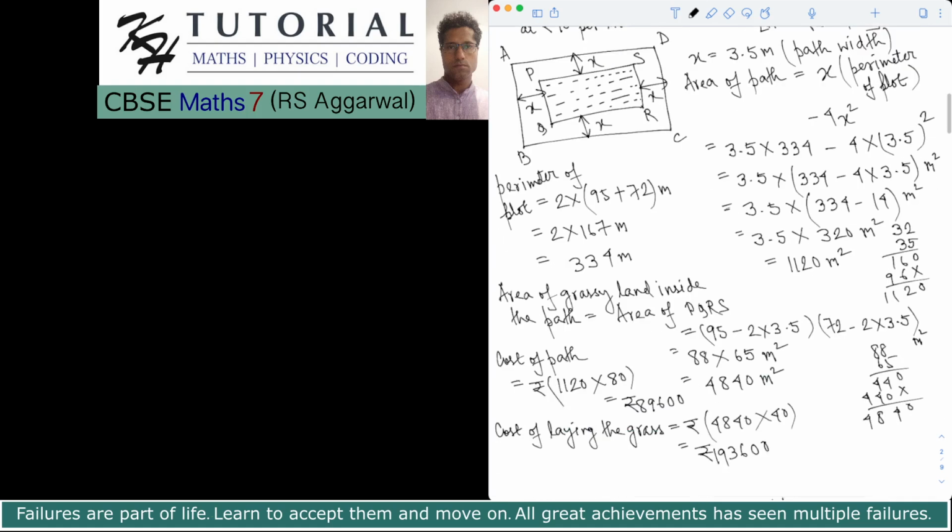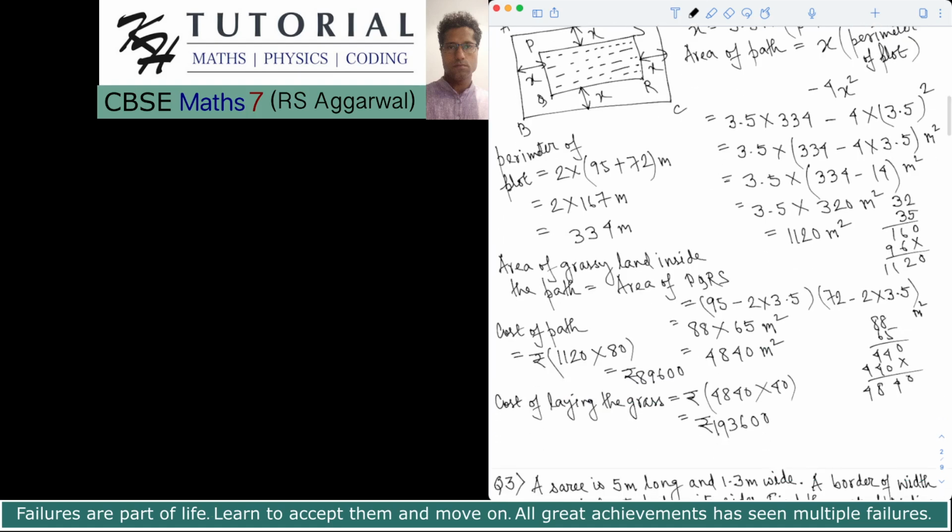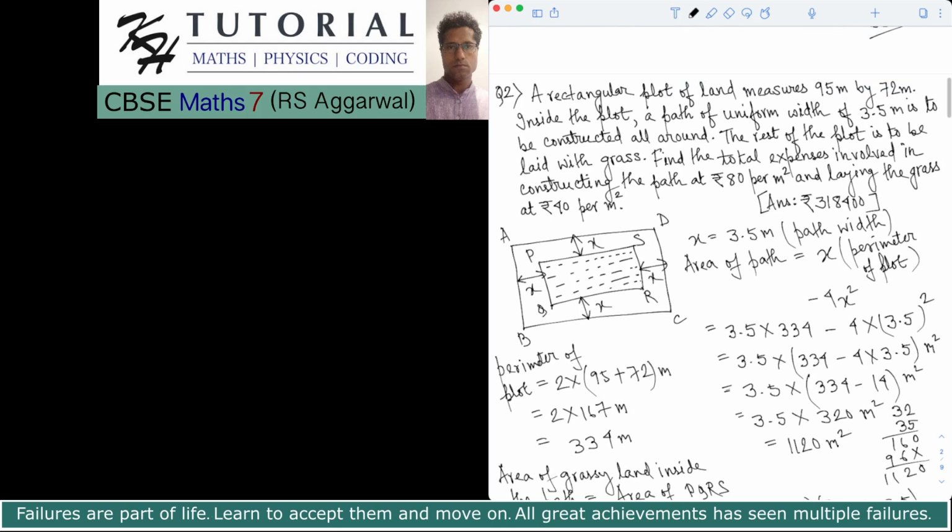I don't think my answer will match. The rest of the plot is to be laid with the grass. Find the total expenses involved in constructing the path at rupees 8 per meter square and laying the grass at rupees 40 per meter square.